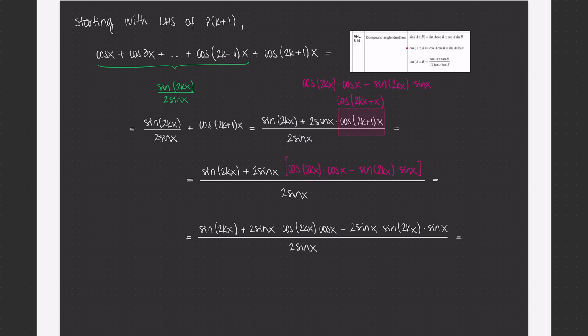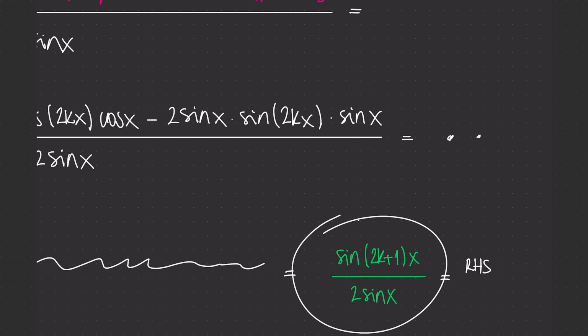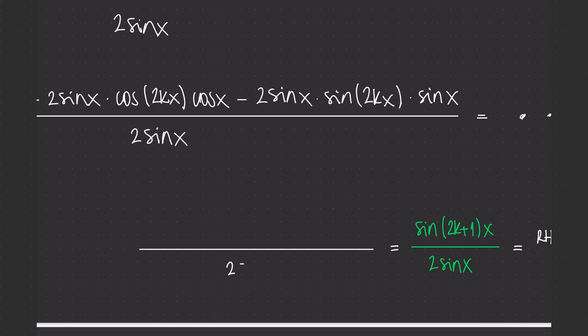Well, to get a good insight of where you should take it, you can write the answer already at the bottom of the page and backtrack from there. So you know you're going to have something along these lines. You're going to have something here. And then you're going to prove that it's equal to this, which is the right-hand side of P(k+1). But if this is the answer, what's the step that comes before that? Well, the step that comes before that has to be sine of (2kx + x) over 2 sine of x.